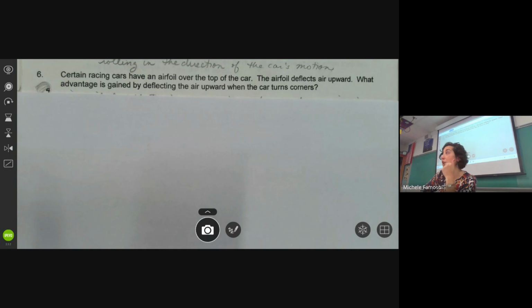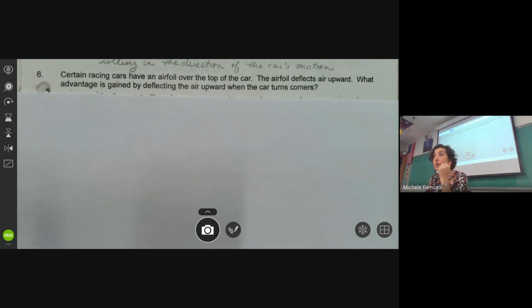If you have more friction, it makes it easier to turn the car. That's what enables you to turn. Without that friction, you're not making the turn. Your car's just going to slide across the road surface. So that's the advantage of doing that.